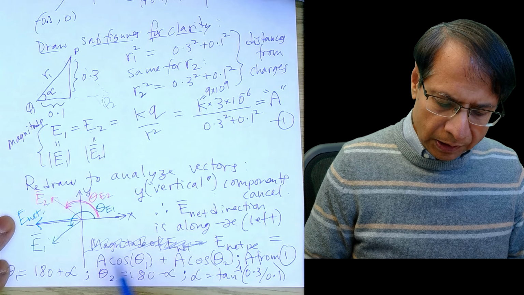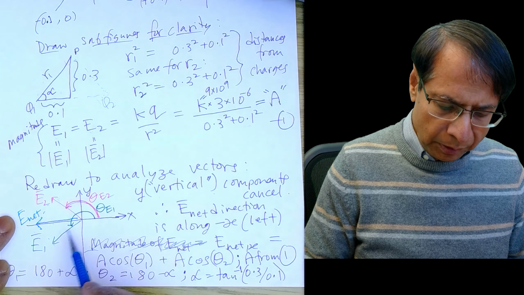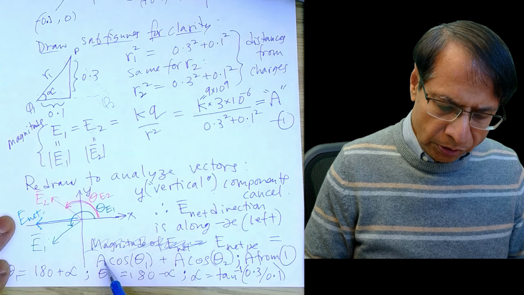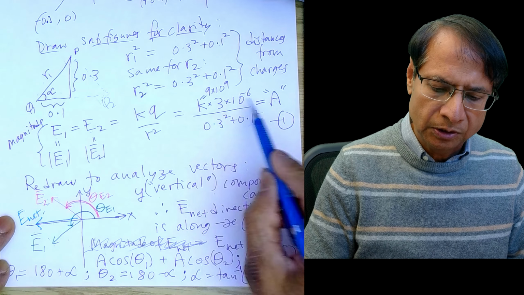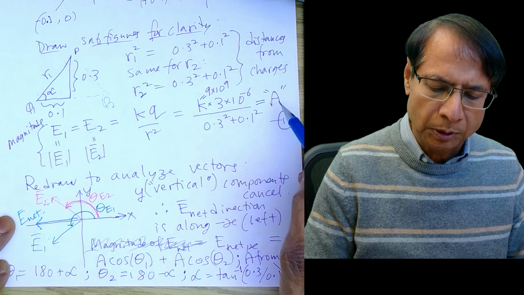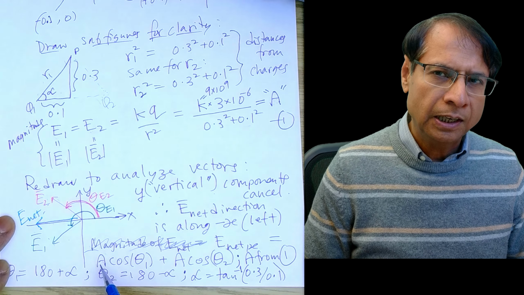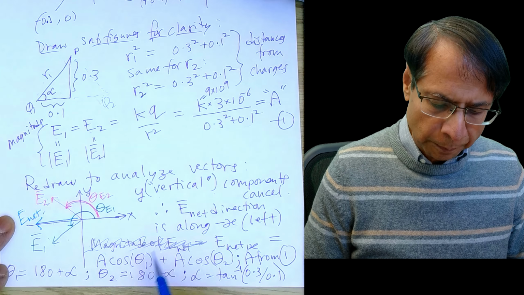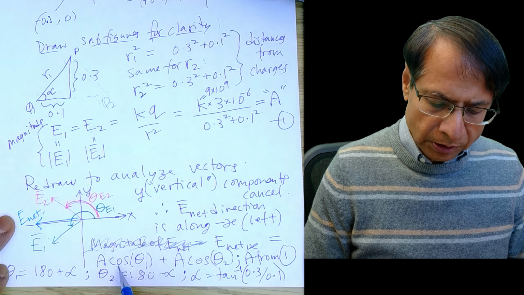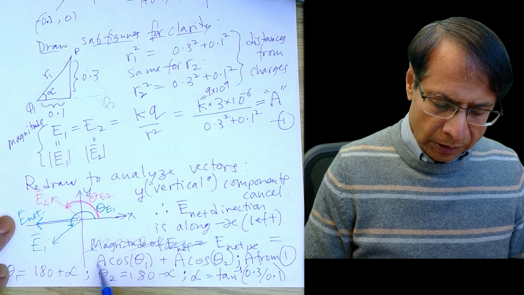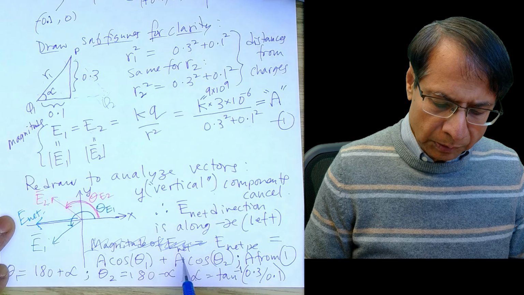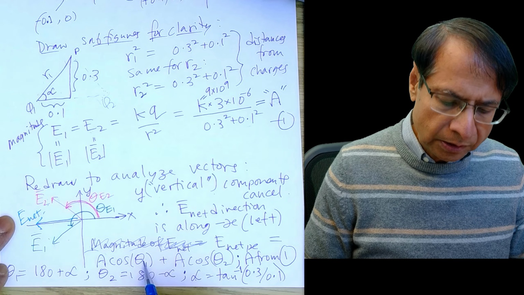So each one has a magnitude of A, both E1 and E2. The magnitude is A. What is A? It is the thing that you have over here from equation 1. You can crunch it out and get a number, but that's A. So leave it as A since you're not using a calculator. But then the x components are magnitude times cosine theta. So E1 and E2 are both A, but the thetas are different.